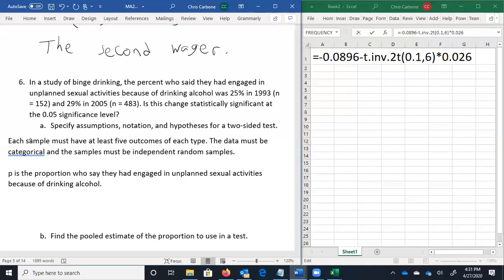And then the last one, they would want you to specify the null and alternative hypotheses. The null hypothesis is that these two proportions are equal. And since they want to know, where is it? Two-sided test. The alternative is that they are not equal. Do any of you have any questions about that?